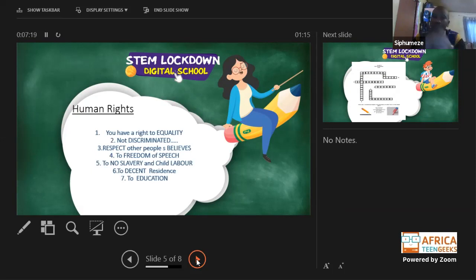Equality everywhere. We have to be equal in the workplace. We have to treat people equally. We have to give equal opportunities to everyone. So it's our responsibility to make sure that we treat each other equally. We should not discriminate against each other. For example, if another person is of another religion, make sure that you respect that person's religion and other people's culture. It's also part of constitutional rights, of the human rights of a person.